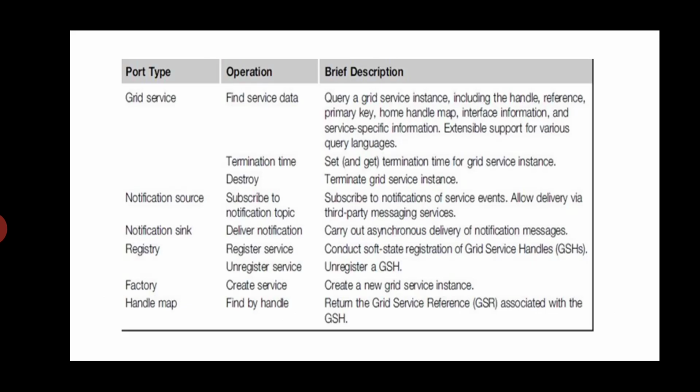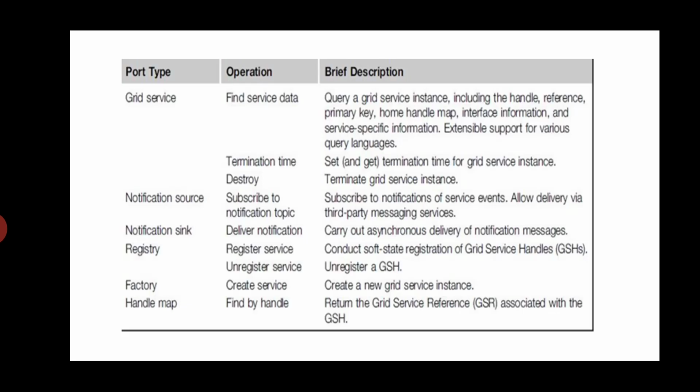And coming to one more port type, that is the factory. The operation is create service. The brief explanation of the factory is to create a new service in new grid service instances. And the last port type is handle map. The operation it performs is find by handle. The brief explanation of handle map is to return the grid service references associated with the grid service handle.